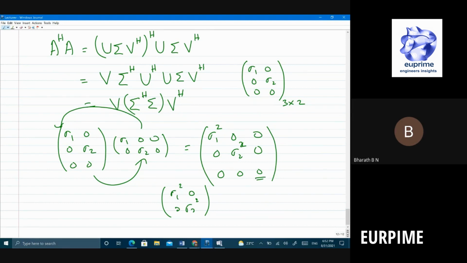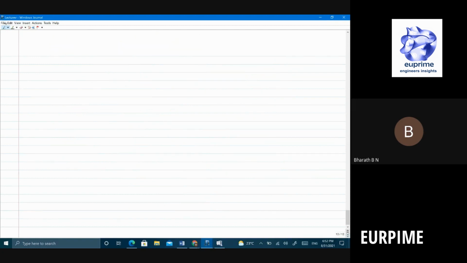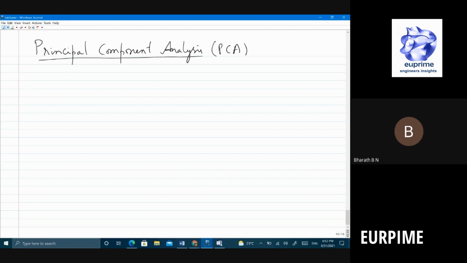Very, very important. So let's look at one small aspect of machine learning called principal component analysis, PCA. How many of you have heard of PCA? Oh, everyone knows. So then, can you tell me what is the procedure? What do you do? Okay, what is PCA?